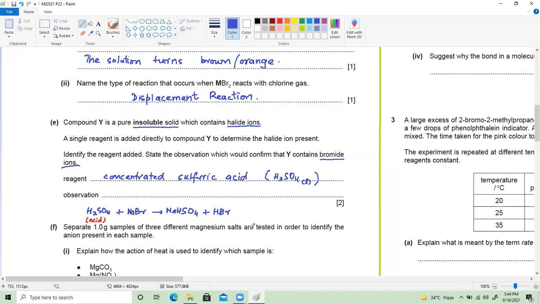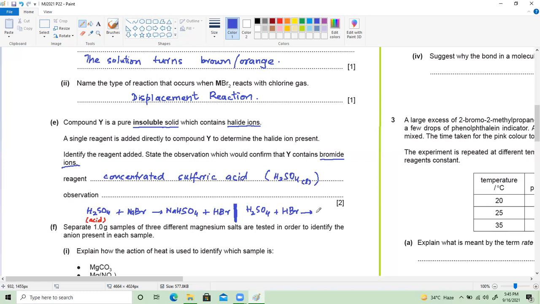But right after this reaction, the reaction does not stop. Sulfuric acid behaves as an oxidizing agent. Since the hydrogen to bromine bond, the HBr bond, is weaker, sulfuric acid can oxidize it as well. So sulfuric acid will further react with the HBr produced in this reaction.